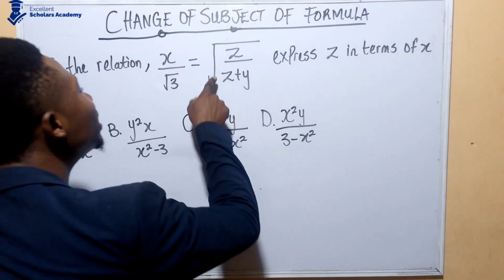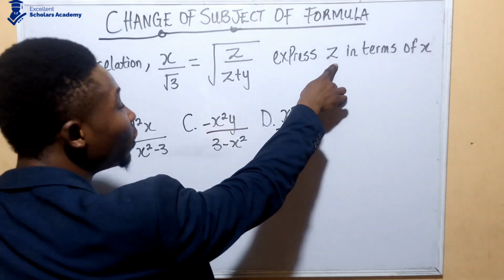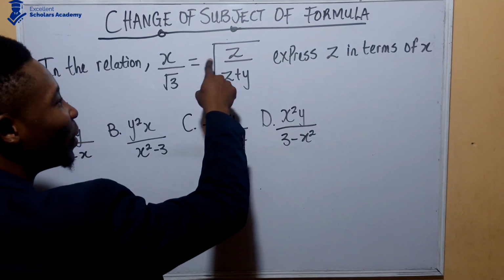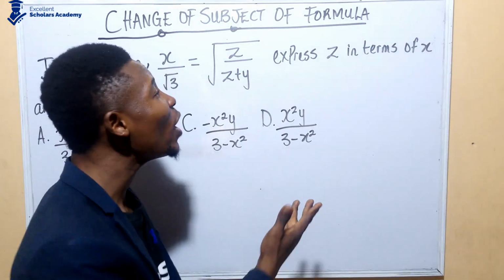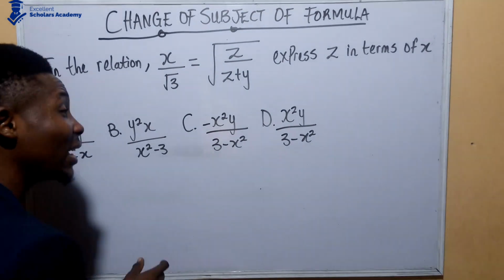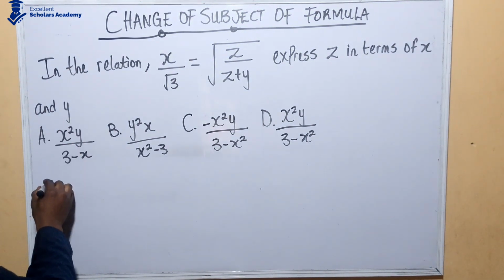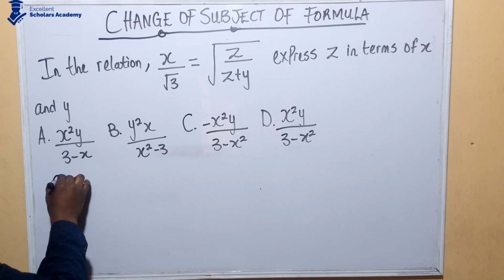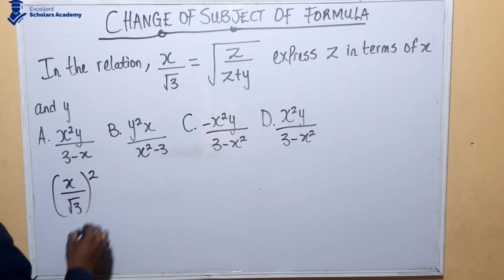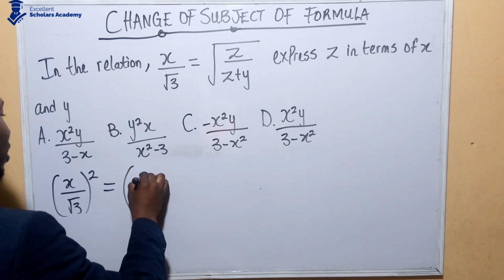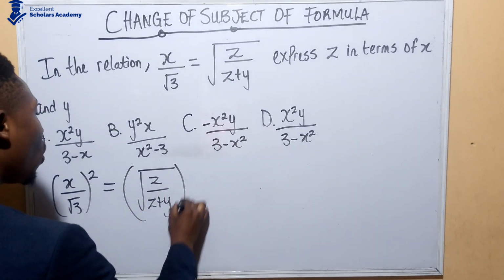Now, this square root is covering the z that you want to make the subject of formula, like a cap, and you have to take away this cap. So what do you do? You take the square of both sides to take away that cap there. Like I said, square cancels square root and square root cancels square. So you take the squares of both sides. So it becomes square of x over root 3 is equal to, you square this side too, so you're going to have z over z plus y all squared.